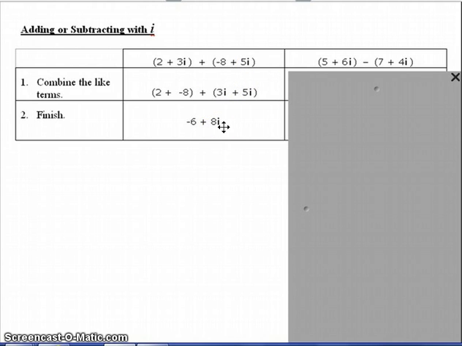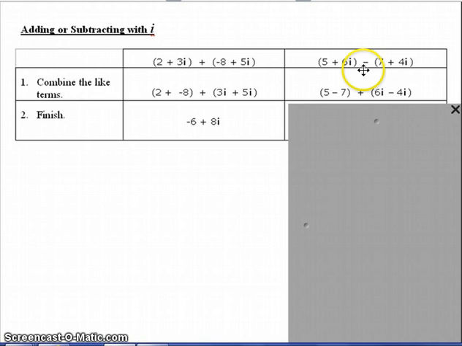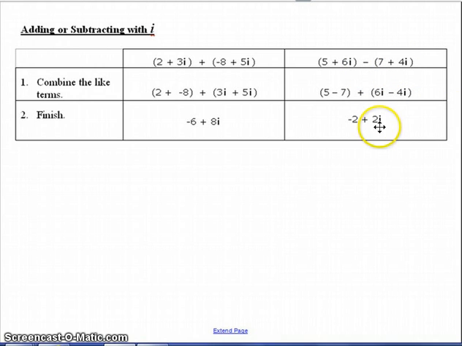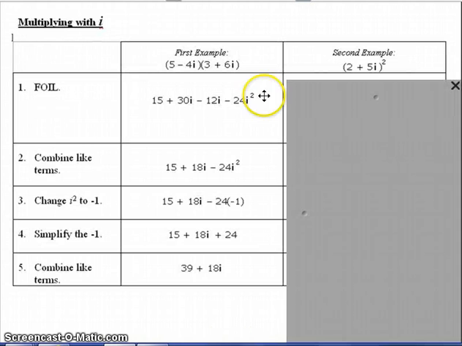You treat i, in this case, almost like it's a variable, almost like it were 8x, and this had been 3x plus 5x. Subtracting isn't really any different. I'm going to put the 5 and the negative 7 together. Similarly, the 6 and the minus 4i together, and you should end up with negative 2 plus 2i. I'm not going to have you do any practices with those. Instead, we're going to focus on the multiplication.